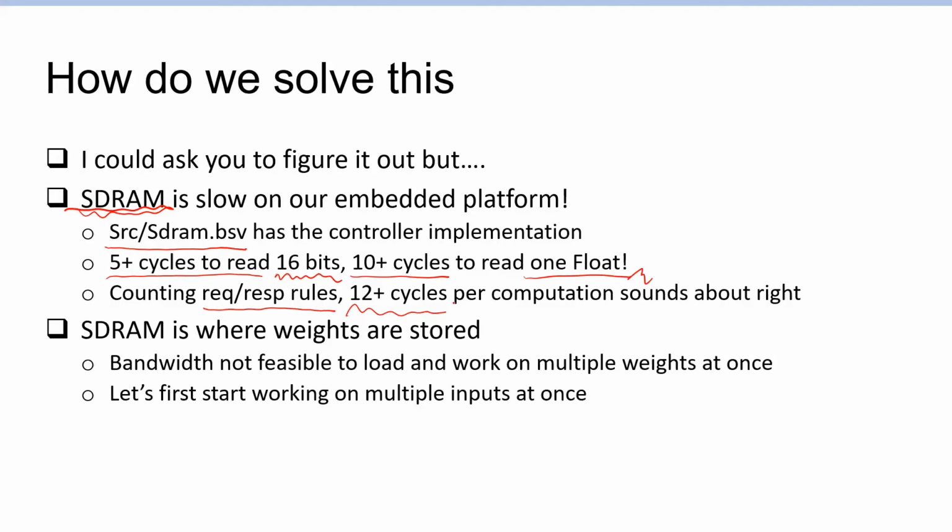Because the weight values that are read are not being replicated, if every single map operation needs a new weight value to be read from the SDRAM, it is natural that every single computation will take 12+ cycles to complete. So this sounds about right. SDRAM is where the weights are stored. So the bandwidth of the SDRAM in light of the 12+ cycles is not feasible to load and work on multiple weights at once. So we have to go the other way around. We have to start working on multiple inputs at once.